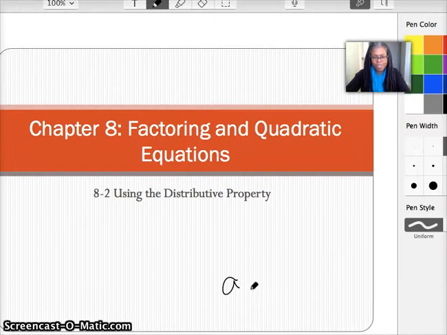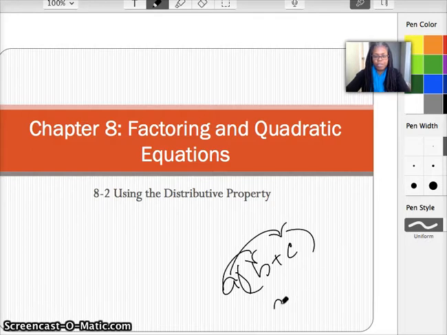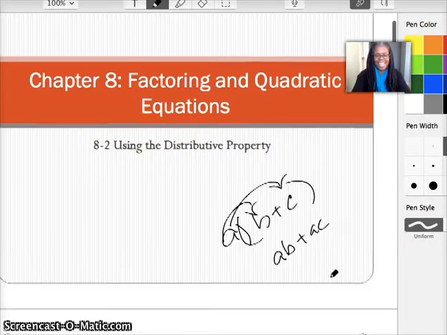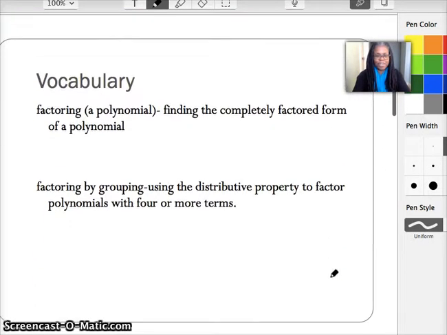You're used to the distributive property as A times (B plus C), and recognizing that you need to multiply through and you get AB plus AC. Now we're going to kind of do the reverse. So I think a better name would be the reverse distributive property, but we'll talk about that as we go along. Let's take a look at some vocabulary.